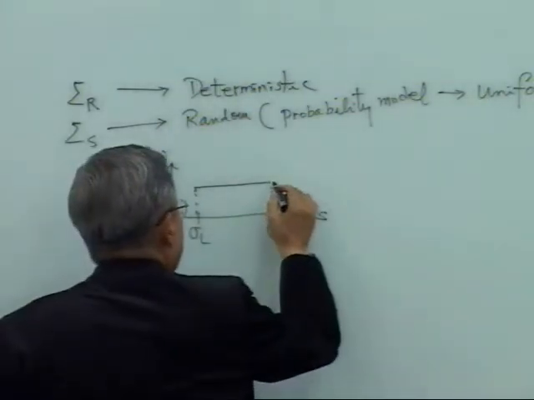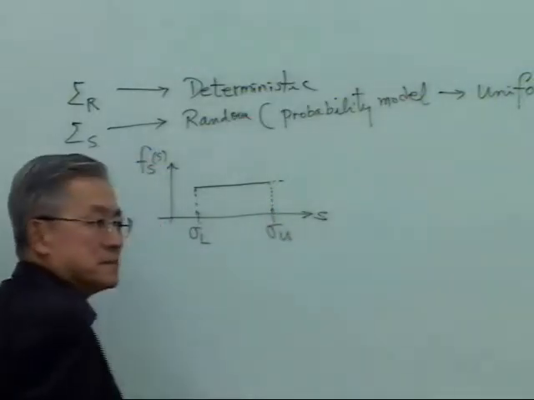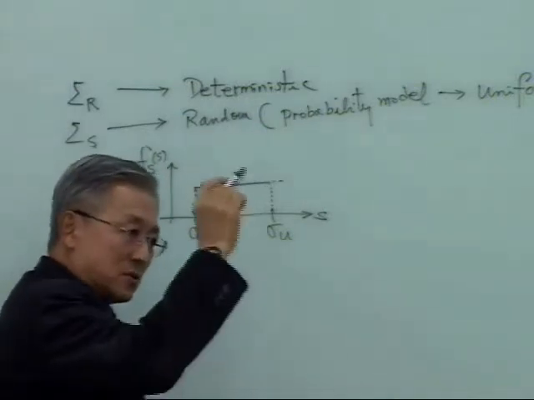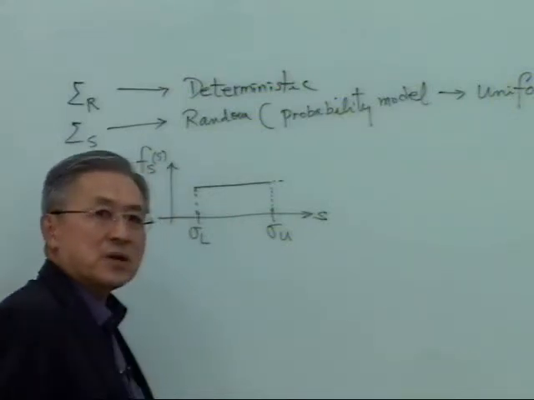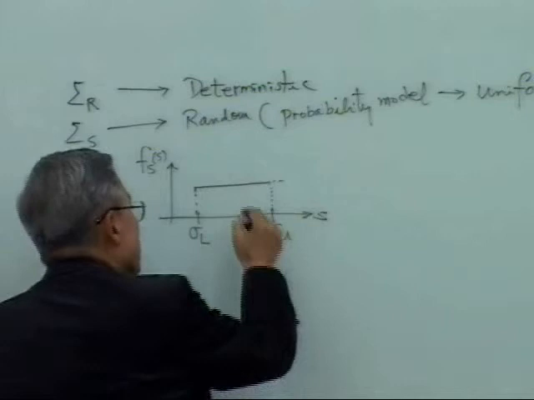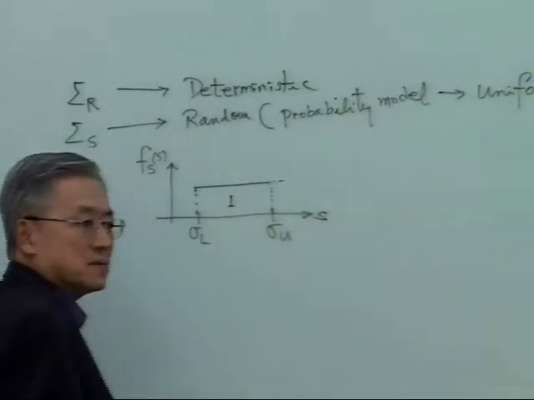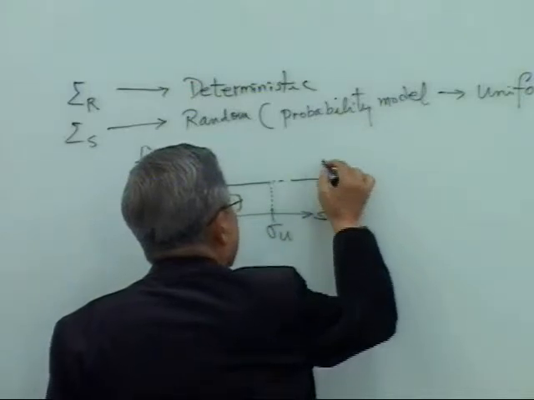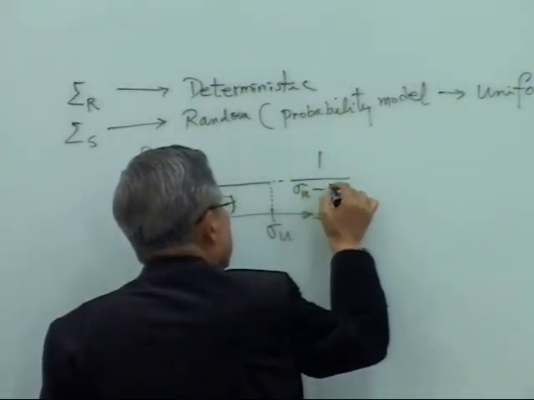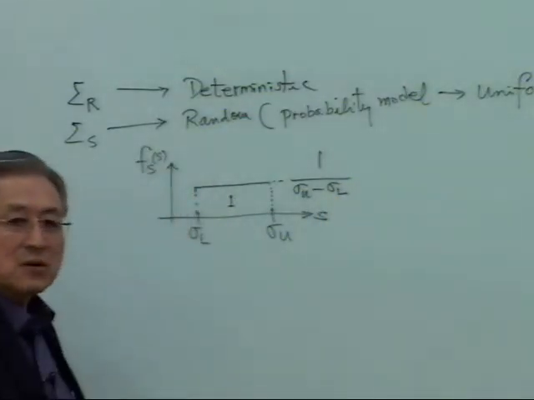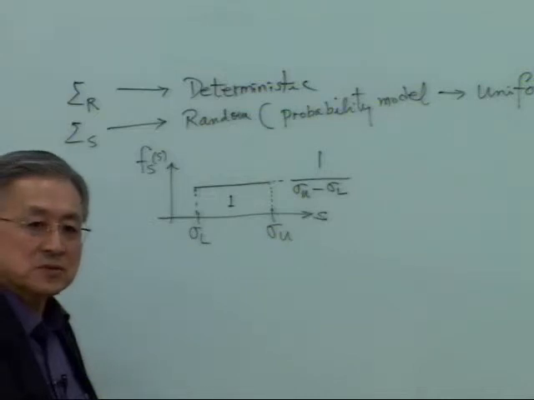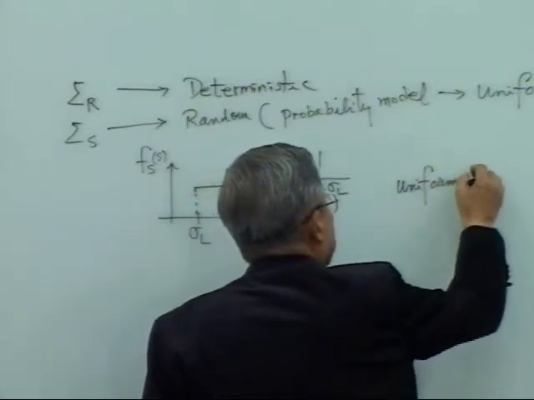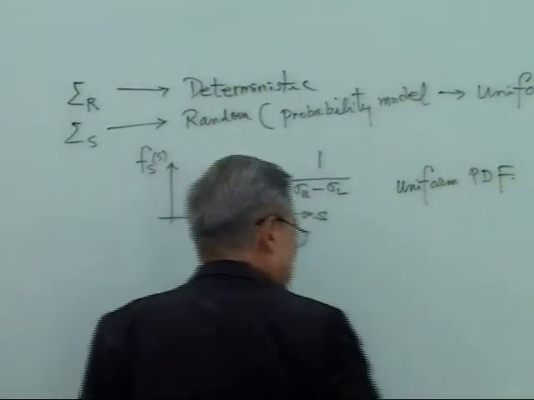And this value and area under should be what? Yes, sir. 1. Total probability. Just the integration of the whole probability density function is 1. So area is 1, then what would be the height of the density function? 1 over sigma U minus sigma L. That's called the uniform probability density function. So this is a typical uniform probability density function.